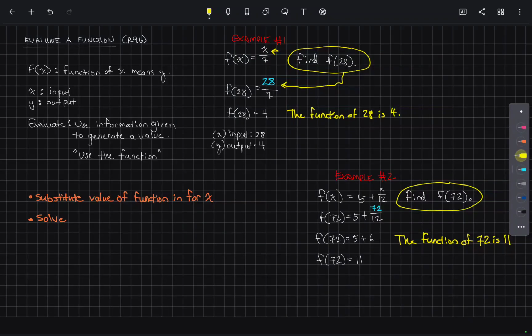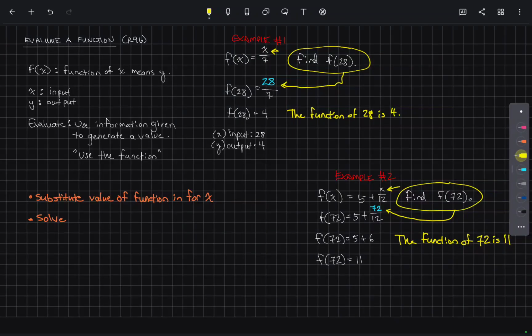So in example number 2, you can see it says find the function of 72. Again, these things don't have ideas attached to them yet. So you're learning the mechanics of how this stuff works, how to plug and play, to get an input to generate an output. So you can see that instead of using x right here, I took that x value, 72, and substituted it in. Instead of using x, I swapped the number in.